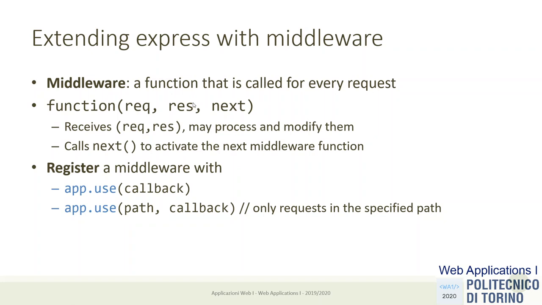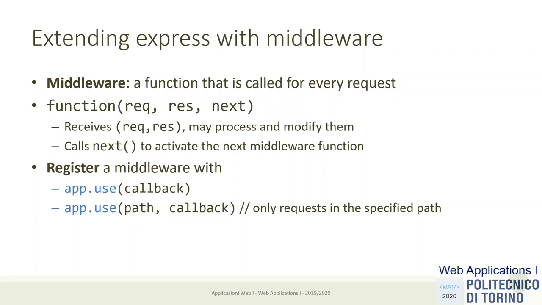They can analyze these objects, they can modify some properties of these objects, and then when a given middleware function has terminated processing the request and the response, it will call next, and calling next will just move to the next middleware function. And when all the middlewares have completed their task, then calling next will actually call our own specific handler. So middlewares usually do some generic operations that will apply to every request. And at the end, we will have our own specific handler that will do the specific operation for that specific request.